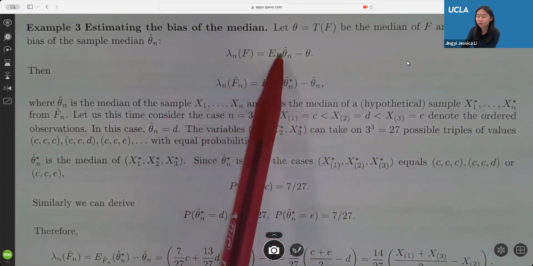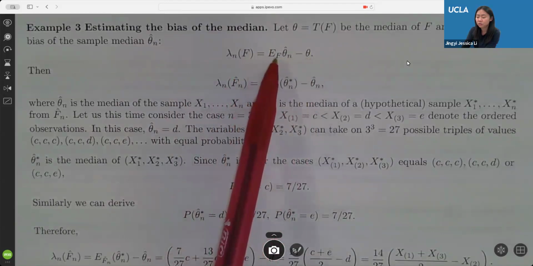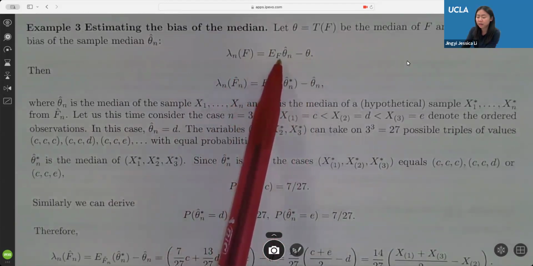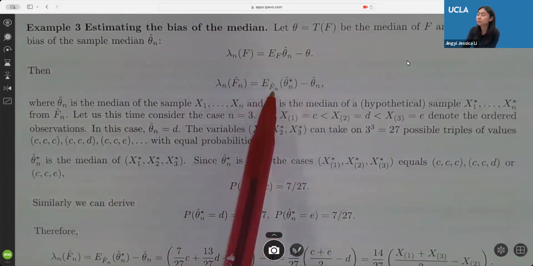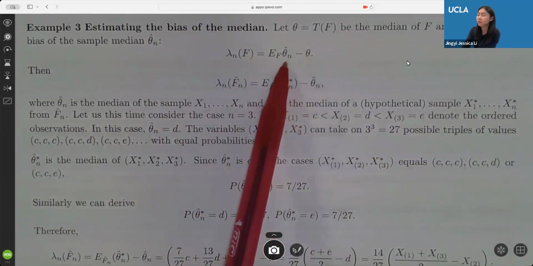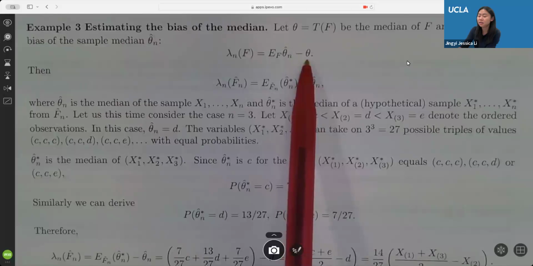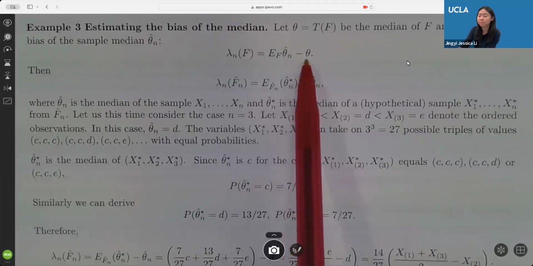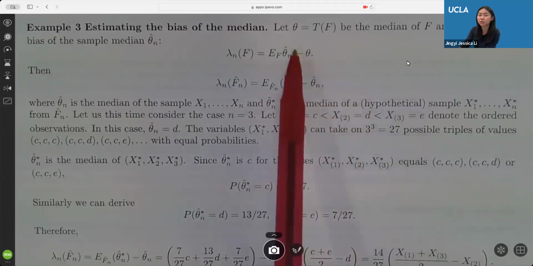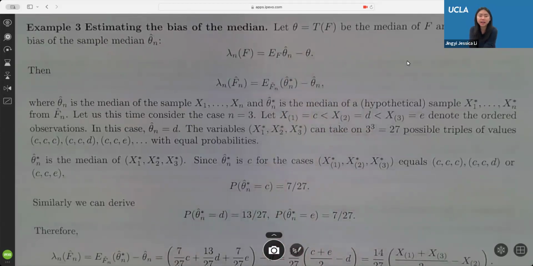Both terms involve F. The first term that involves F is the expectation, which now becomes expectation under F n hat. Theta n hat also involves F because it's based on a sample from F, so we change it to theta n hat star. Finally, this is the population parameter, the median of F. Now we need the median of F n hat, that's theta n hat. So we change everything: theta n hat is the median of the sample x1 to xn, and theta n star is the median of a hypothetical sample x1 star to xn star from F n hat.